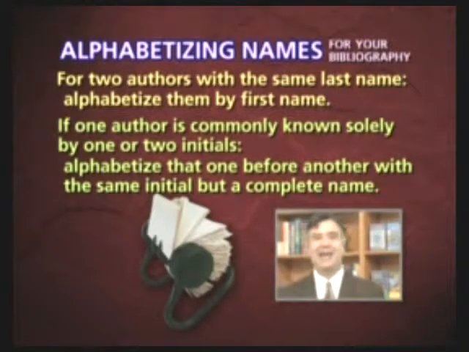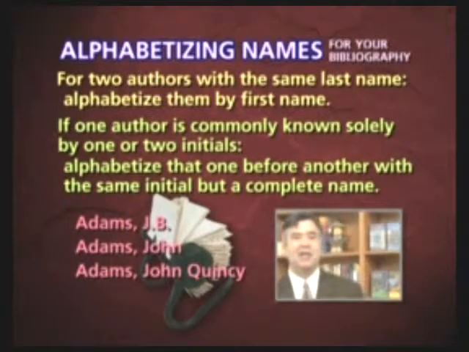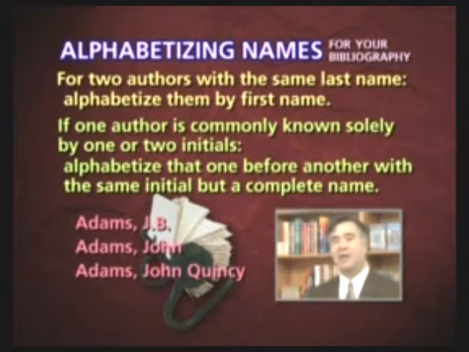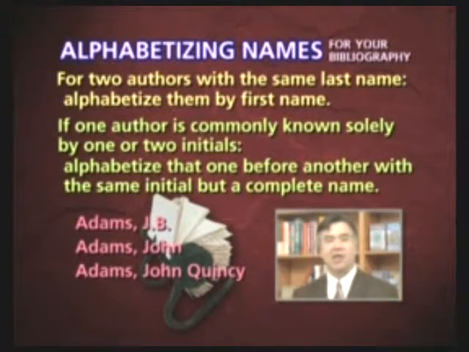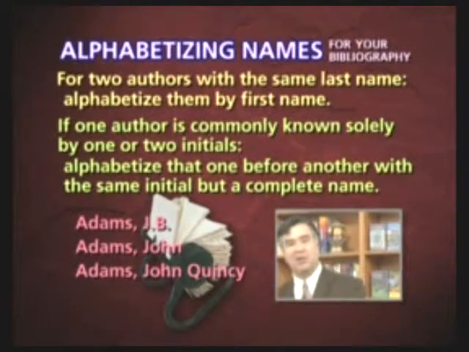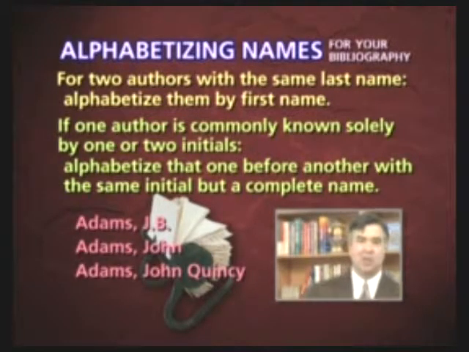Confused? Take a look at this sample. Here we have three authors, J.B. Adams, John Adams, and John Quincy Adams. How do we alphabetize them? Well, John comes before John Quincy because John Quincy is a longer name. There are more letters there. And the Q puts it after the just plain John.